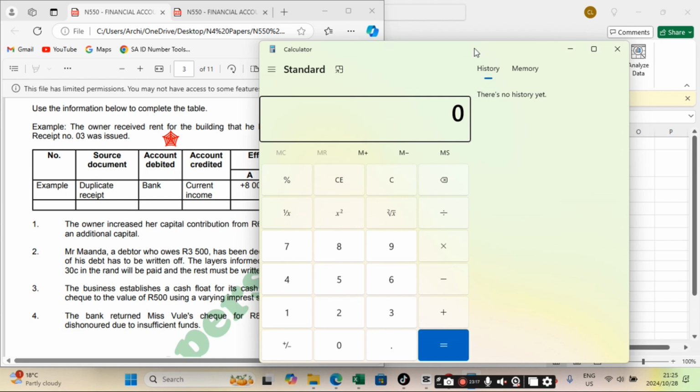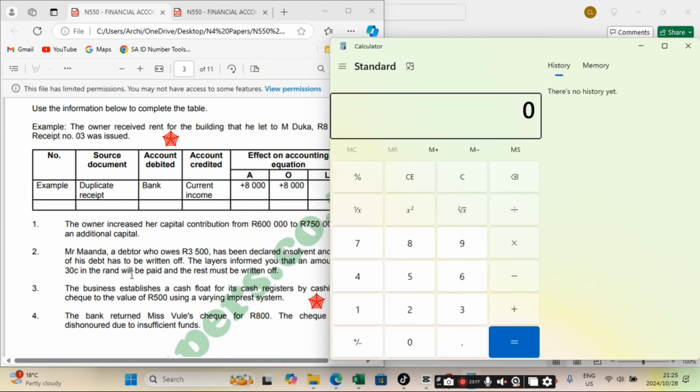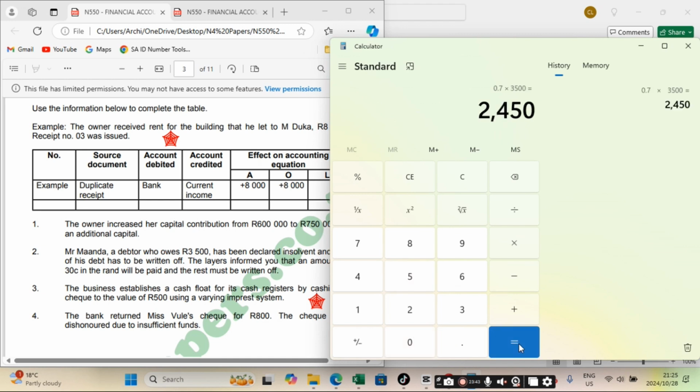Okay, our calculator. So 70 cent will not be paid. So how do we write 70 cent? I think it's 0.70 of the rent. So 70 cent times 3,500 is equal to 2,450. So this 2,450 is our credit loss. This is the loss we're going to make from this debt of 3,500.